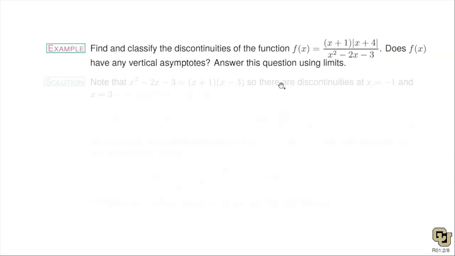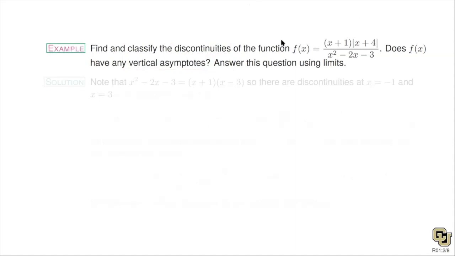Okay, so the next problem says classify the discontinuities of this given function. We won't worry about the function right now. And then they ask, does the function have any vertical asymptotes? And to answer the question with limits. So for both classifying the discontinuity and finding the vertical asymptote, for me, the approach is the same.